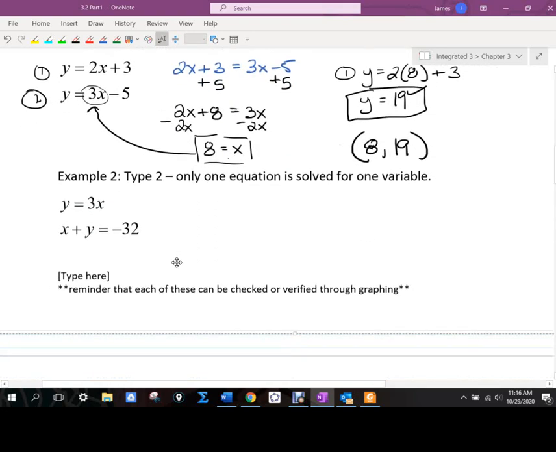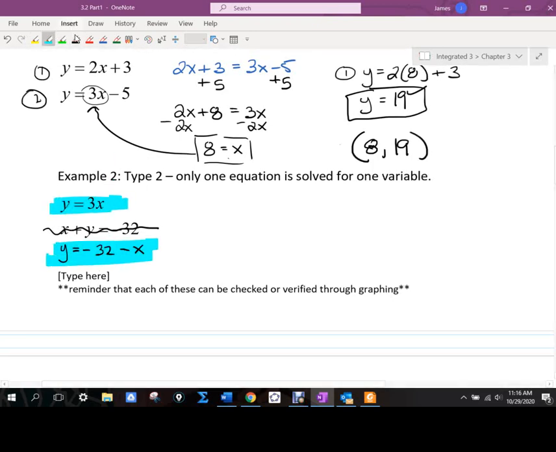Now here is the second type that we see, and this is when they're not both solved for y. You see that top one is, but the bottom one is not. That bottom one has x and y on the same side. Now, you have options. You could say, okay, I'm going to rewrite this as y equals negative 32 minus x. Is that fair?